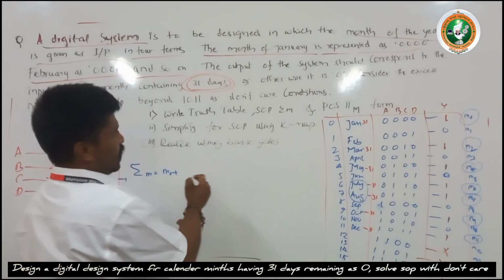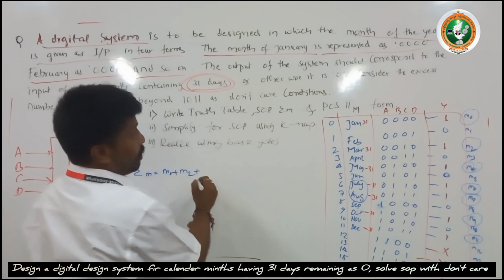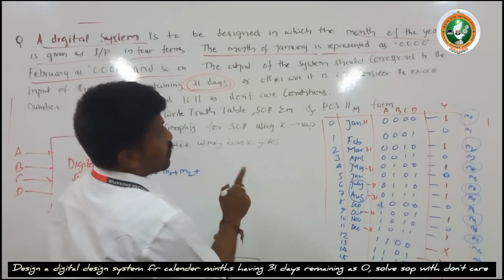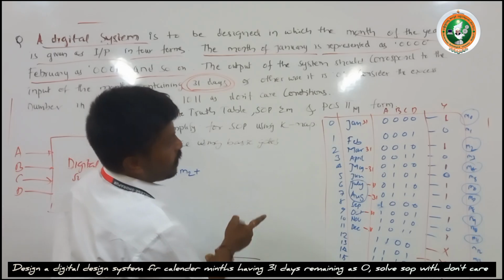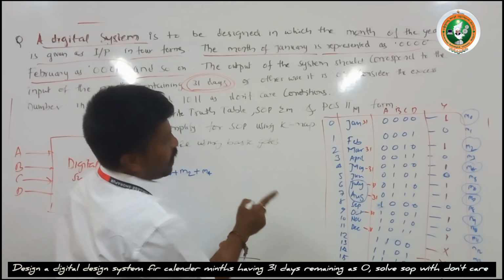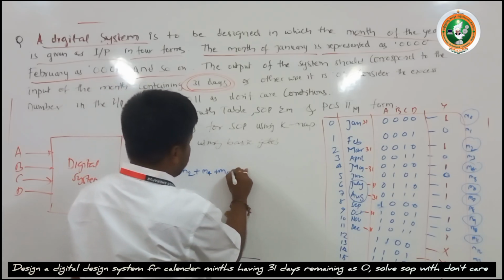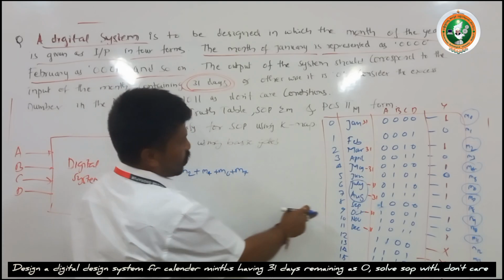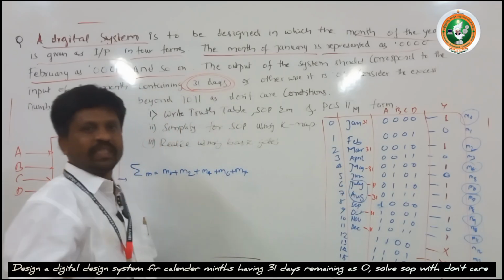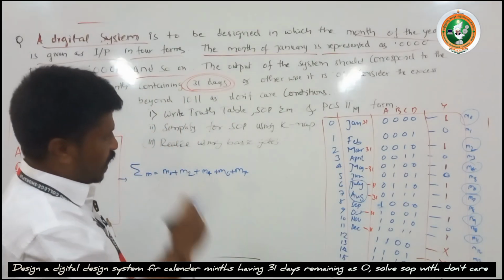M0 is there, yes. M2 is there, yes. M3 is there, no. M4 is there, yes. Next, M5 is there, no. M6 is there, yes. M6 plus M7 is there, because July and August have the same 31 days, so they come consecutively.